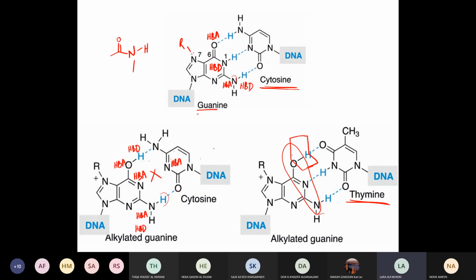Such wrong pairing between the bases due to alkylation of DNA will definitely matter, for example in transcription and translation, because it depends on the nucleic bases: each nucleic base sequence will be translated into a specific amino acid. So if we mispair nucleic bases, for sure the translation will not give you the proper functional proteins.